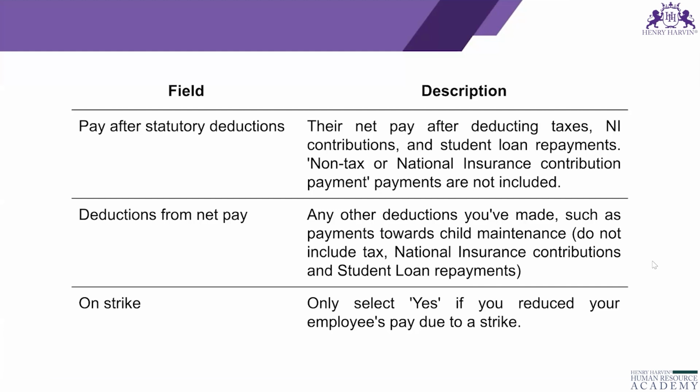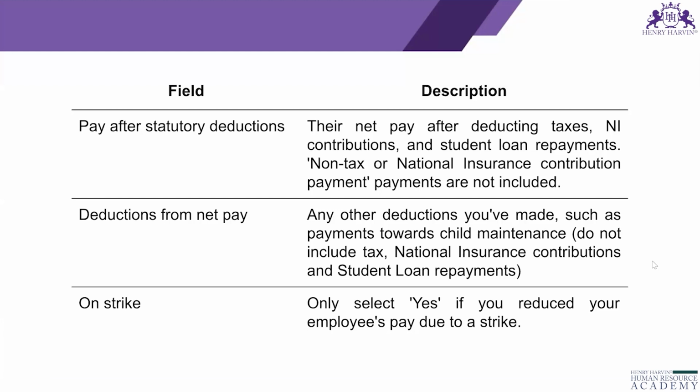Non-tax or national insurance contribution payments are not included. Deductions from net pay: any other deduction you have made, such as payment toward child maintenance, do not include tax, national insurance contributions, and student loan repayment. These are deducted after deducting taxes. And you know why, right? Because there should be no tax benefit. So these kinds of component amounts will be mentioned here.